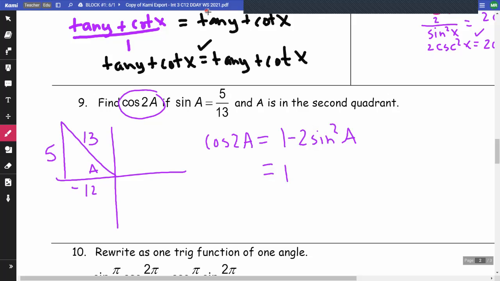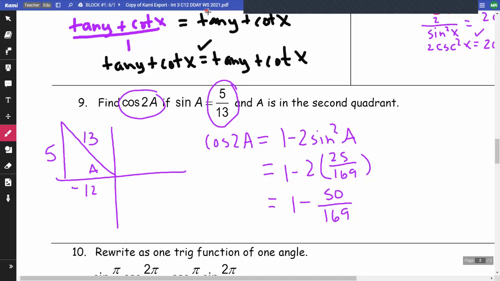So I know that I'm going to have 1 minus 2 times 25 over 169. I am squaring this. And so that's going to be 1 minus 50 over 169. And if I do that math, that's going to be 119 over 169. And that is my answer. That's what my cosine of 2A is going to be.